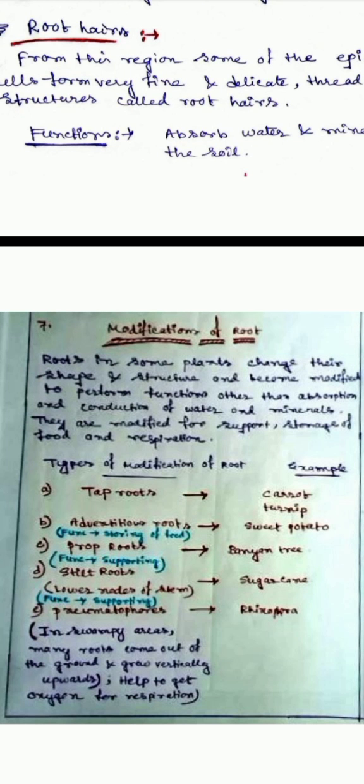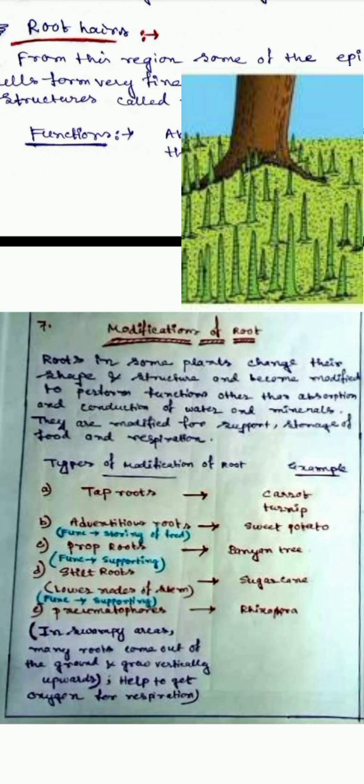Its function: in swampy areas, many roots come out of the ground and grow vertically upwards to help to get oxygen for respiration. It is used for respiration mainly in coastal areas like Sundarban. I have attached the picture of modification of root which is given in NCERT at the side of the video.